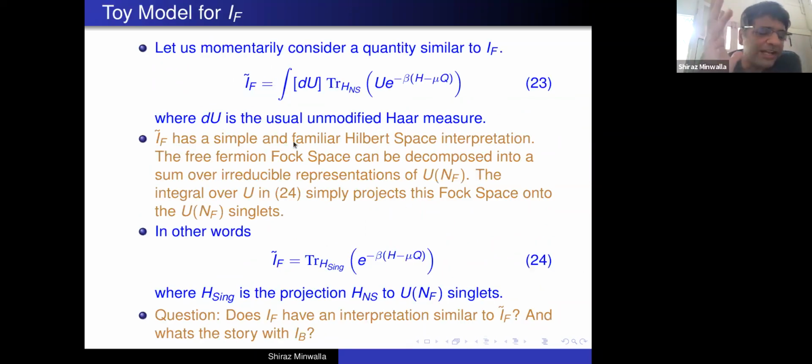Now, in order to understand what's going on here, recall the following. If we were for a moment just to consider a toy model, replace this Chern-Simons modified measure with the usual Haar measure, then this integral over the usual Haar measure of the twisted partition function of free fermions has a very simple interpretation. It's simply the partition function over the projection of the free fermion Hilbert space onto its SU(N_F) invariant subset. That's what I've written here on the slide.